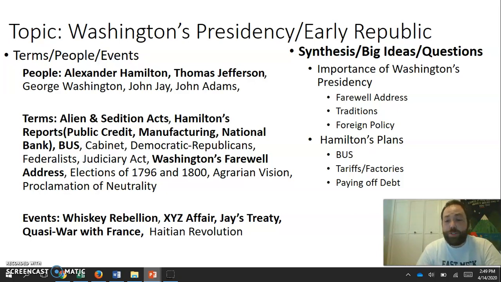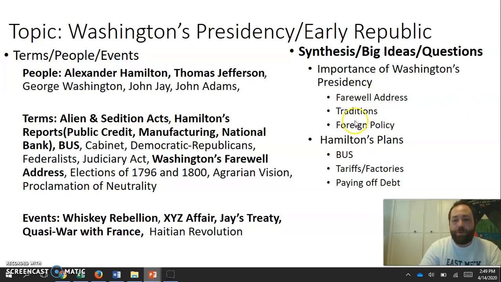He also sets up the traditions of being a president. Two terms, a cabinet. How is a president supposed to behave? What do you even call a president? Don't call him a majesty. They actually thought about calling him His Excellency, and he thought that was a little much. So he became Mr. President.